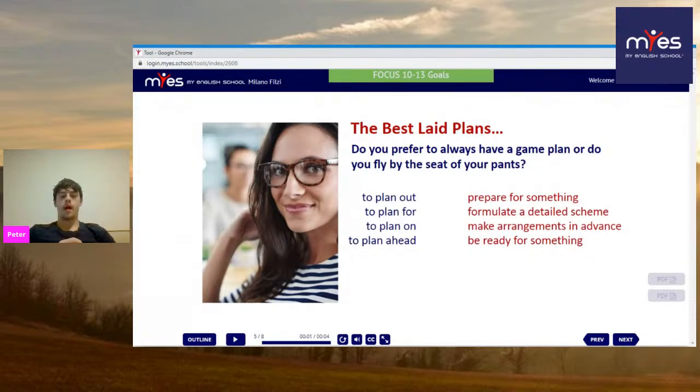So here is some language. To plan out, to plan for, to plan on, and to plan ahead. Prepare for something, formulate a detailed scheme, make arrangements in advance, and be ready for something. At home, can you match the phrasal verbs to their definitions? So what do we think for to plan out?